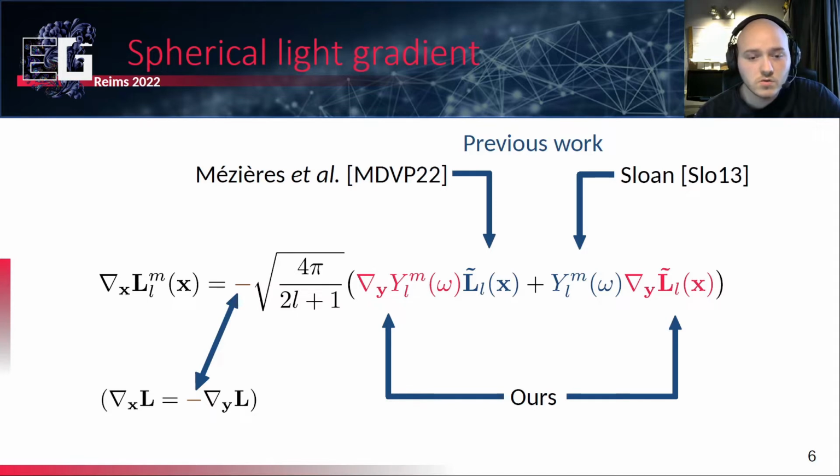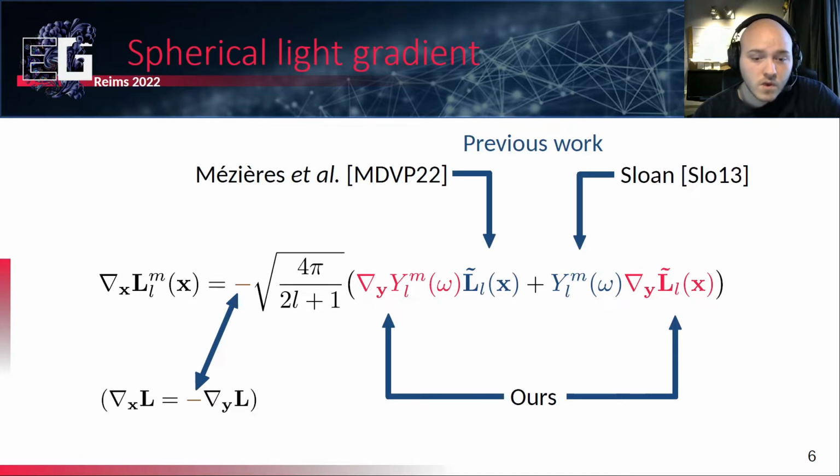It is important to note that we are looking for the gradient with respect to the shaded point x, but it is simpler to write the gradient of the spherical harmonics and the gradient of the zonal harmonics coefficient with respect to the position of the light y. Thus, the gradient that is computed is the opposite of the one we are looking for, since moving the point x along an axis is equivalent to moving the point y along the opposite axis.